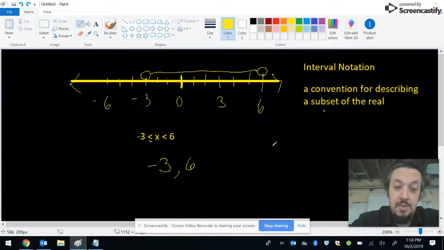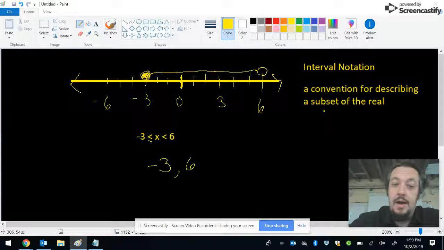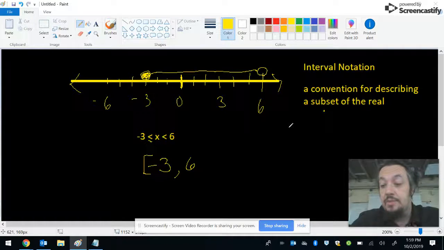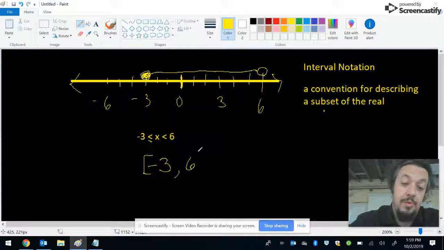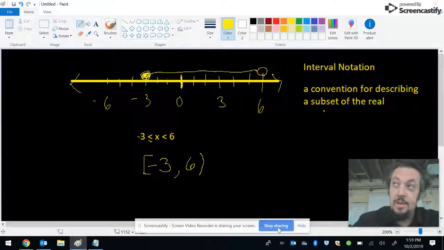You can see I've changed this. This time the boundary point at -3 is shaded in because x is greater than or equal to -3, but it's still strictly less than 6, so we've got the open boundary point at 6. In this case, we can use a combination of brackets and parentheses to describe the interval. For the boundary point at -3, we'll use a bracket because -3 is a part of the interval, whereas 6 is not a part of the interval, so we use parentheses. And that's the brief intro for how interval notation is used as an alternative to a double inequality.